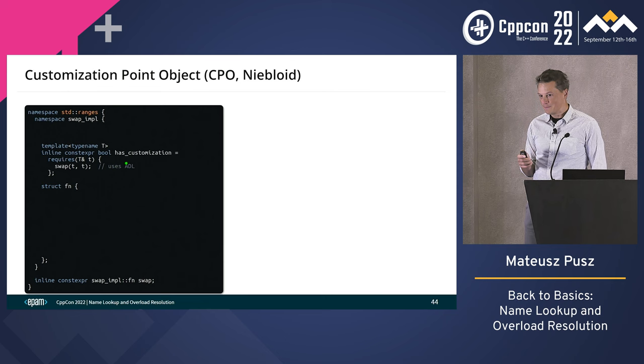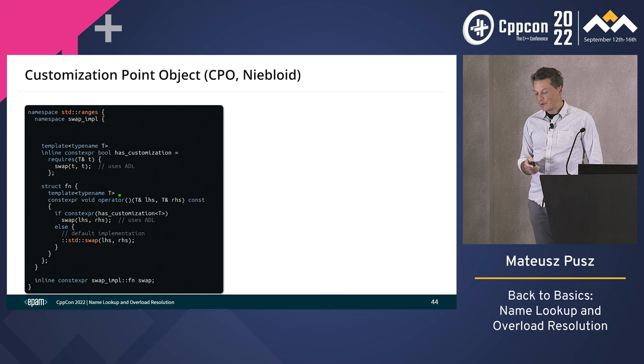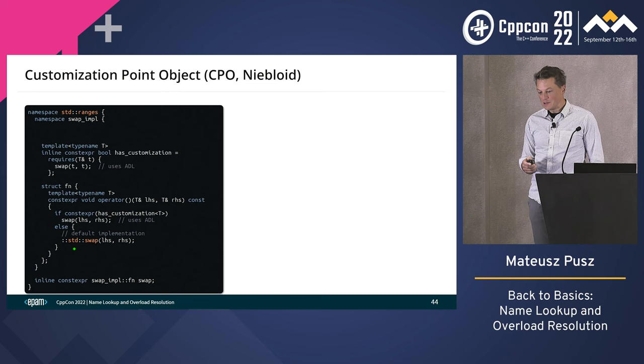And now we are writing the call operator of our functor that takes two arguments. And if you have customizations, the if constexpr branch is being taken. So we are calling swap because we checked that the swap exists. Otherwise, we are calling the default implementation, so std::swap from the std namespace, using the qualified lookup to find the std namespace.